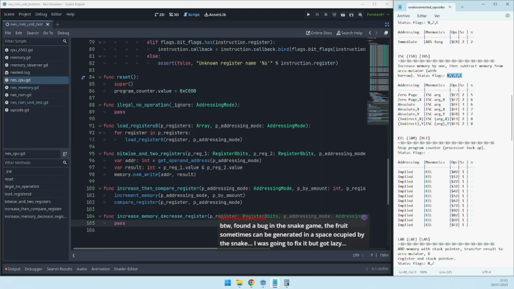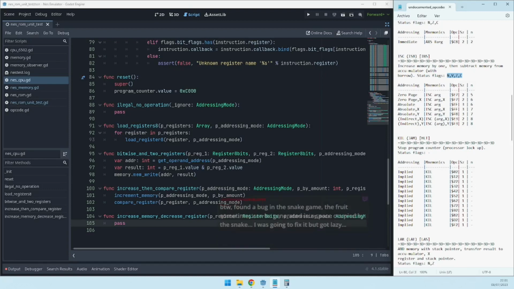By the way, I found a bug in the snake game. The fruit sometimes can be gathered in the space occupied by the snake. I was going to fix it, but I got lazy. What? That is a bug in the game, not in the emulator, because the game does not check if the snake is occupying the space of the fruit when locating it. So what you have to do as a gamer is don't hit yourself, so move somewhere else so your tail moves out of the fruit before you can collect it.